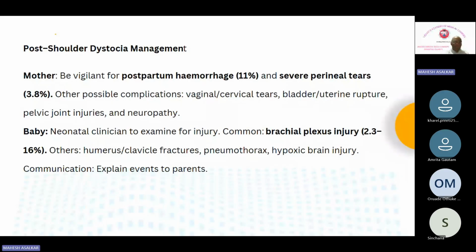For the baby, the neonatal clinician is to examine for injury. Common injuries are brachial plexus injury in around 2.3 to 16% of cases. Others are humerus fracture, clavicle fracture, pneumothorax, hypoxic brain injury, and we need to communicate the events to the parents.